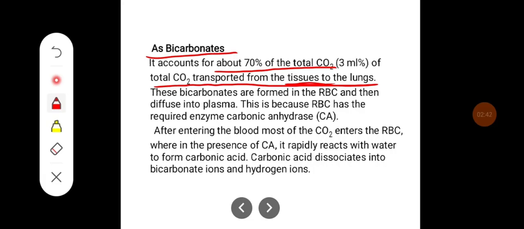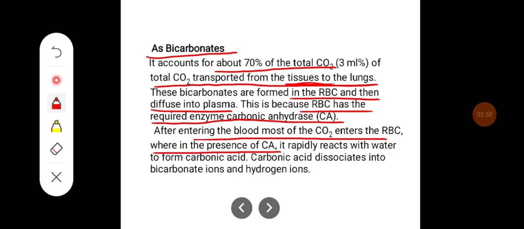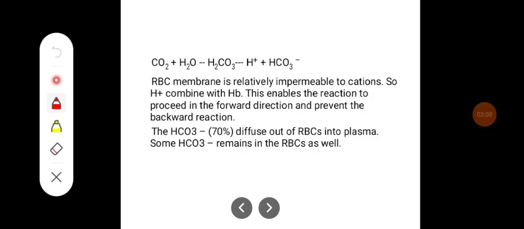These bicarbonates are formed in the RBC and then diffuse into plasma. This is because RBC has the required enzyme, that is carbonic anhydrase. After entering the blood, most of the carbon dioxide enters the RBC, where in presence of carbonic anhydrase, it rapidly reacts with water to form carbonic acid. Carbonic acid dissociates into bicarbonate ions and hydrogen ions. This is the reaction when the carbon dioxide enters the RBC. It forms carbonic acid, then it forms H plus ion and bicarbonate ions.